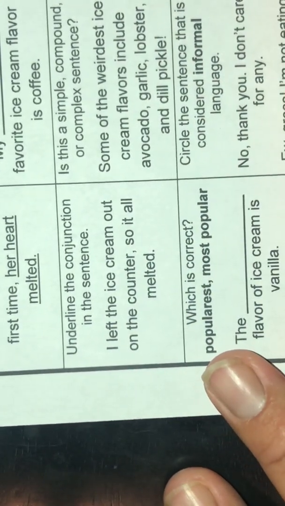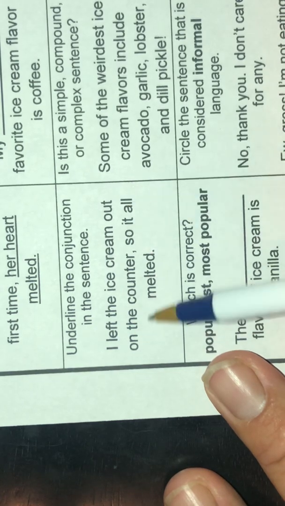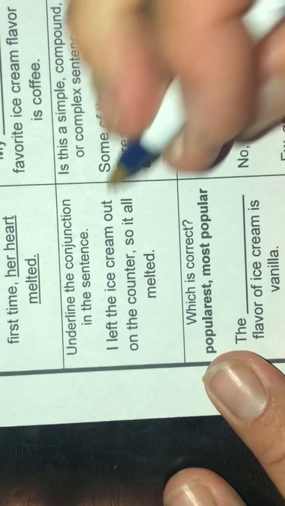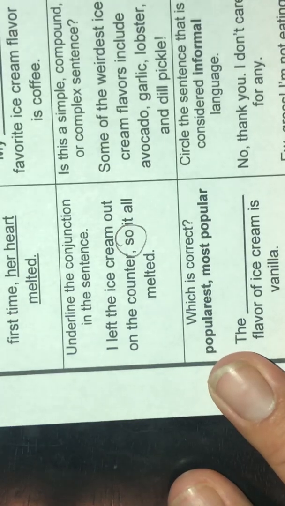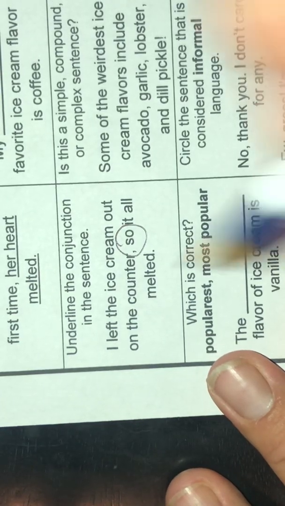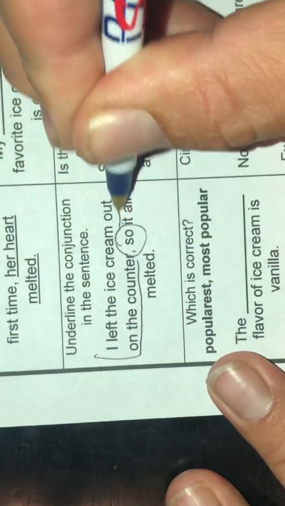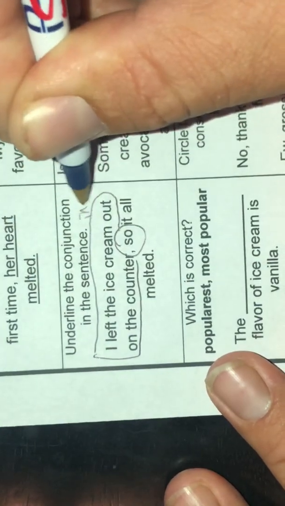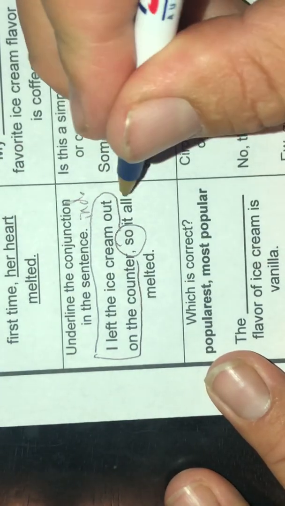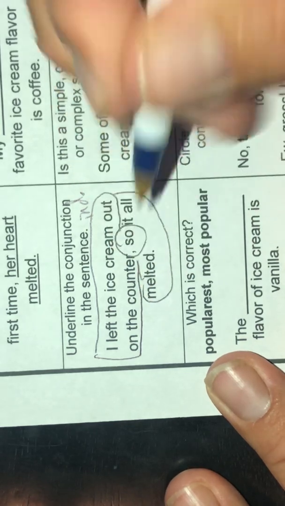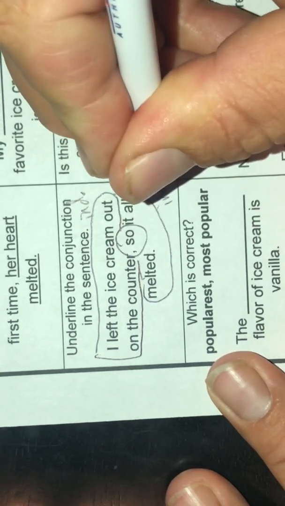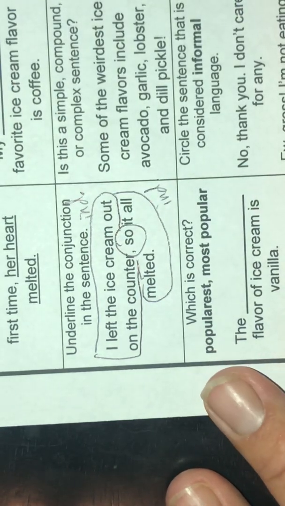Underline the conjunction in the sentence. I left the ice cream out on the counter, so it all melted. So is the conjunction here. I left the ice cream on the counter is an independent clause because it can stand on its own. It all melted is also an independent clause because it can stand on its own.